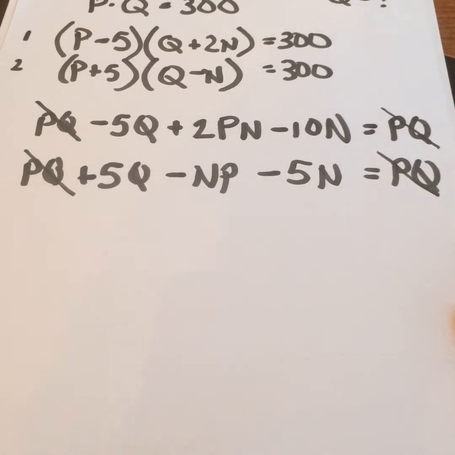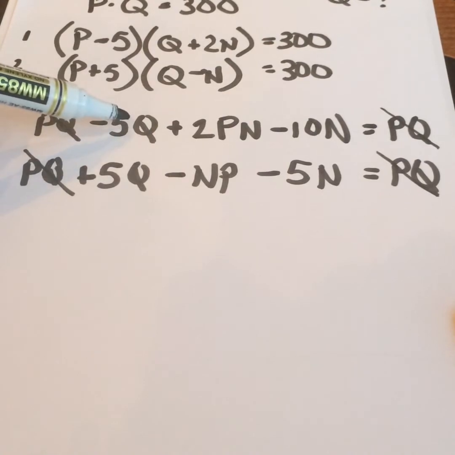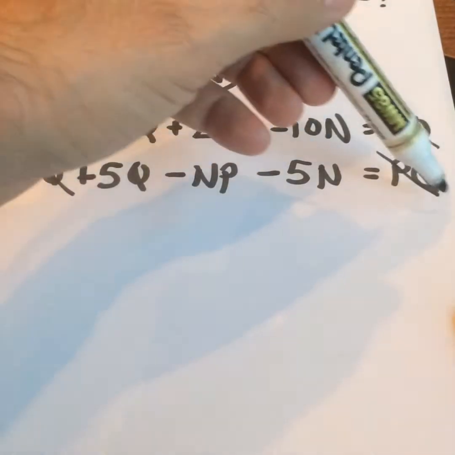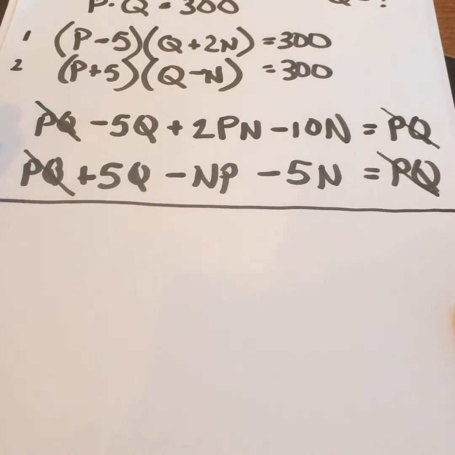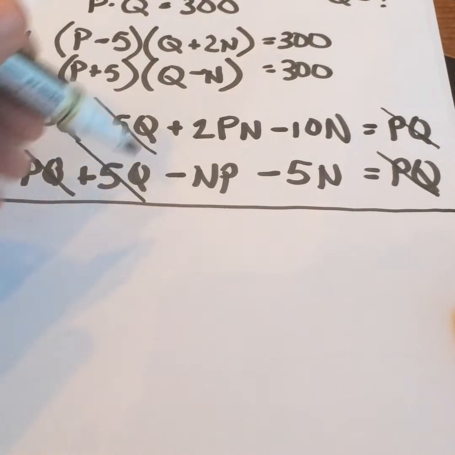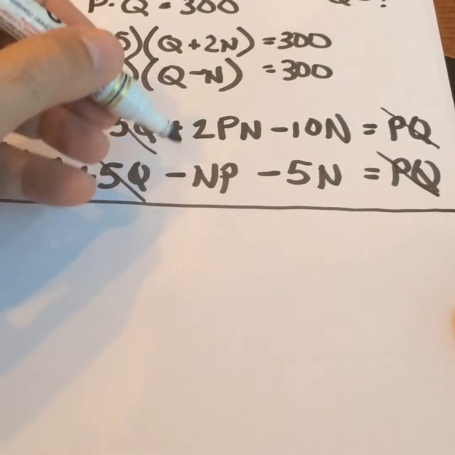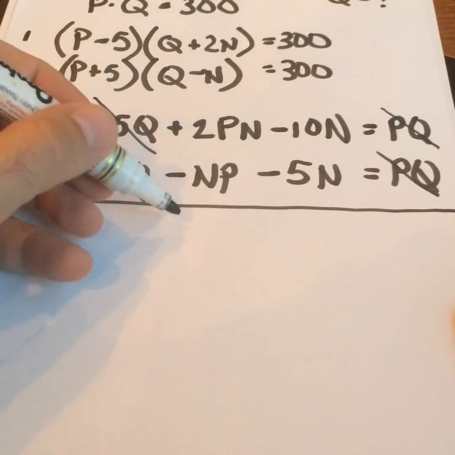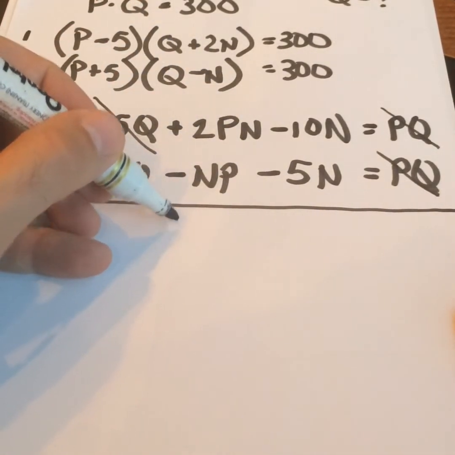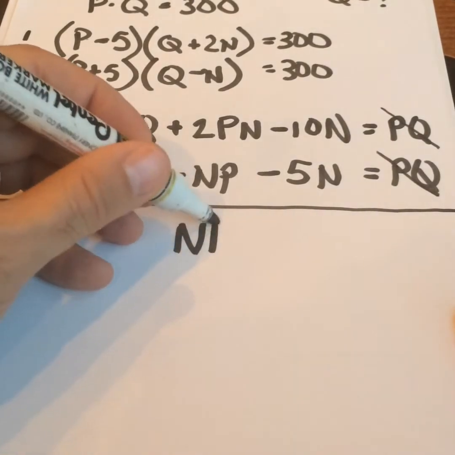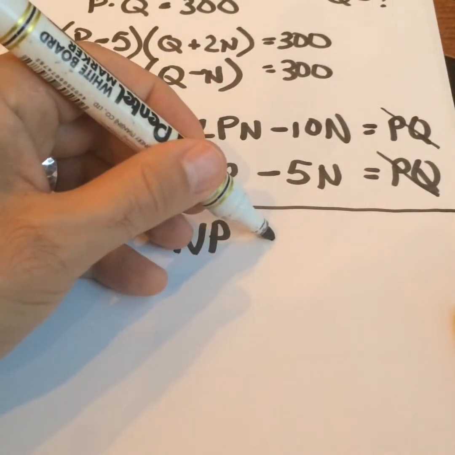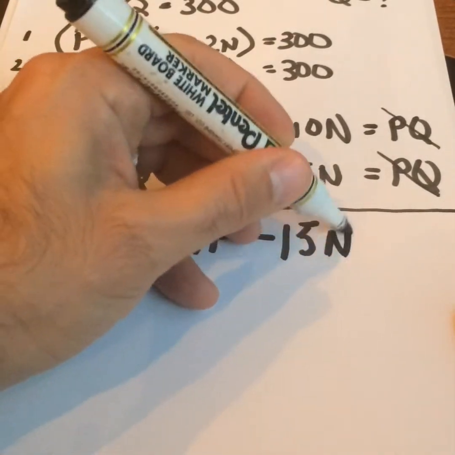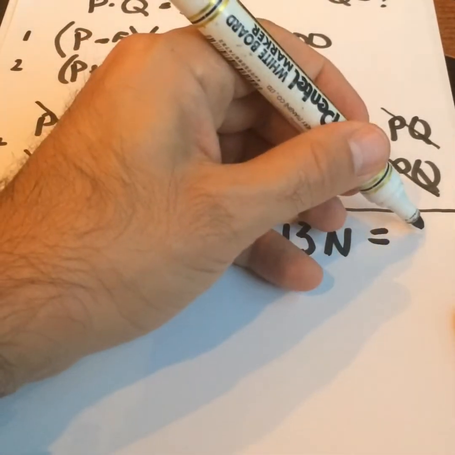We're going to add these two equations together because we recognize we have a minus 5Q here and a plus 5Q here. So if we simply now add down, this is going to wipe out. We are going to end up with positive 2 minus 1 NP, whether it's NP or PN is the same, right? So we've got basically plus 1 NP here minus 15N equals 0.